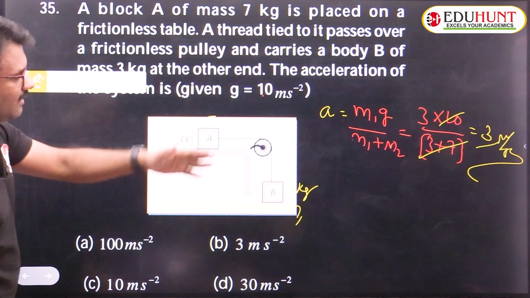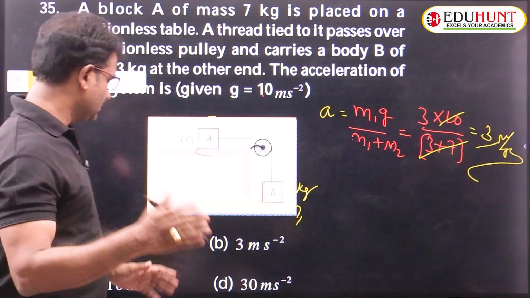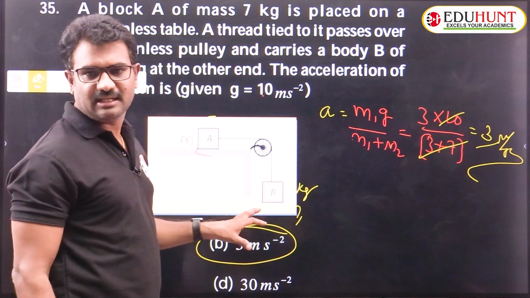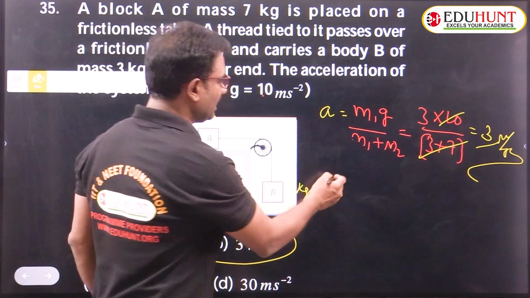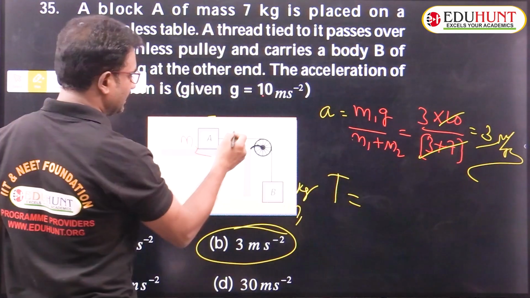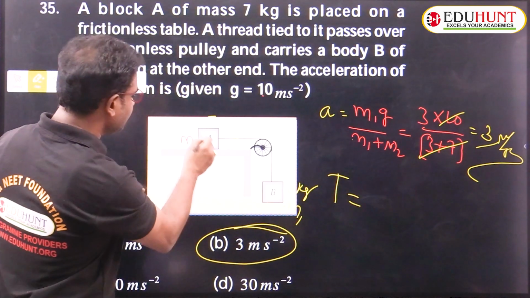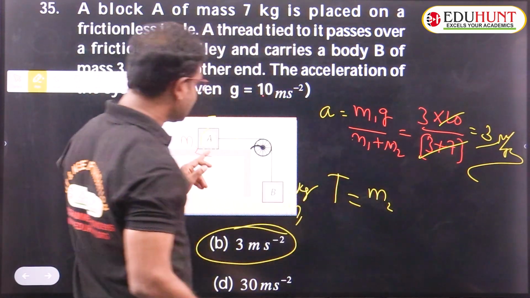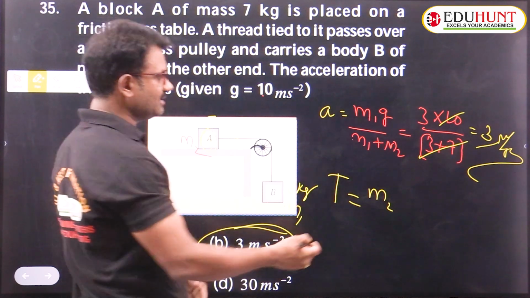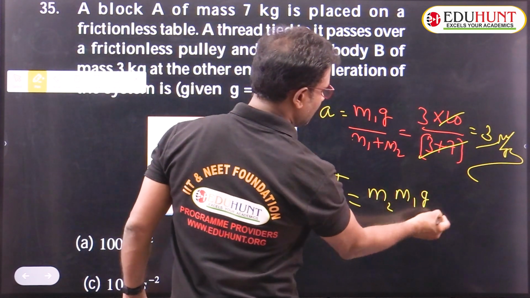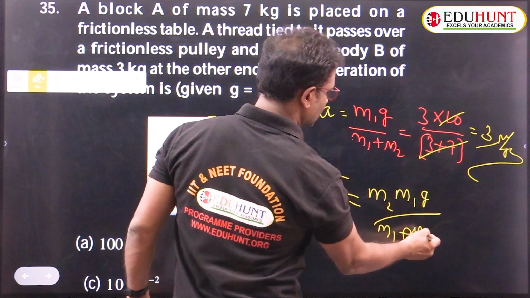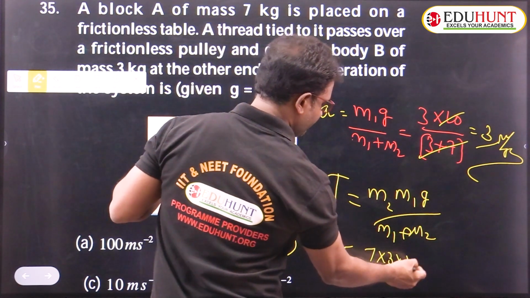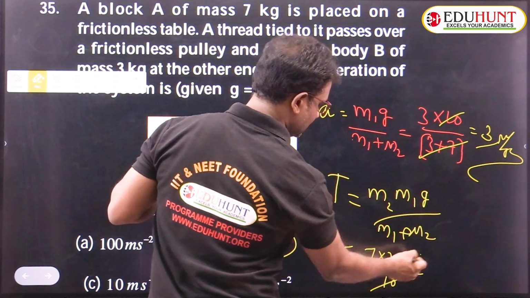If you don't know this formula, just go to my synopsis and you will come to know the derivation of the formula. In such a case, they may ask you for the tension also. So we have the direct formula for tension. Tension is nothing but its mass into its acceleration. What is its mass? m2. And what is its acceleration? The acceleration of the system, that is m1 g by m1 plus m2. So m2 is 7, m1 is 3 into 10 by 7 plus 3, that is 10, 10 gets cancelled, it is 21.